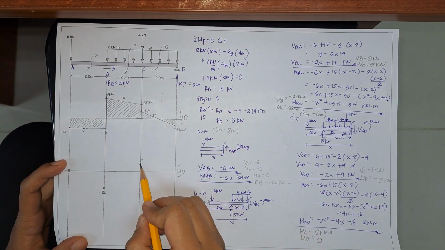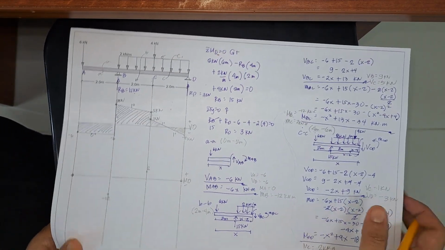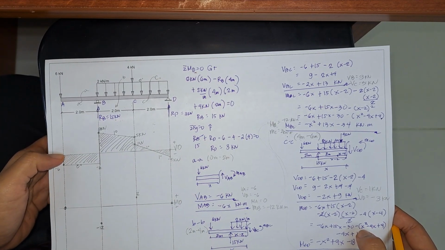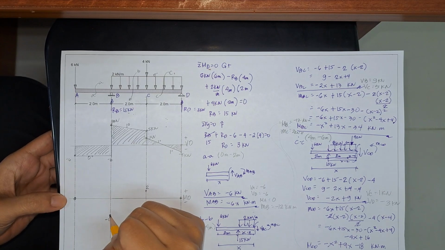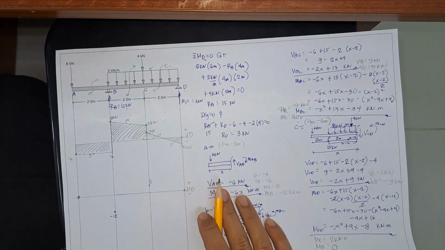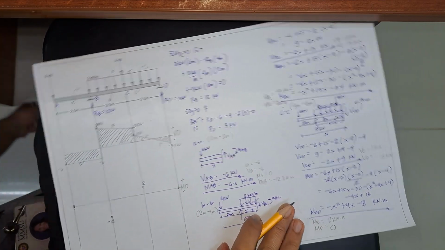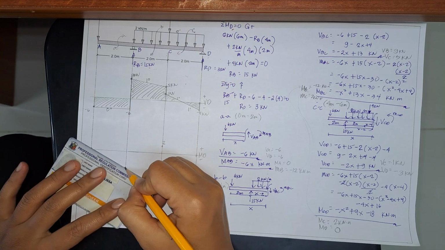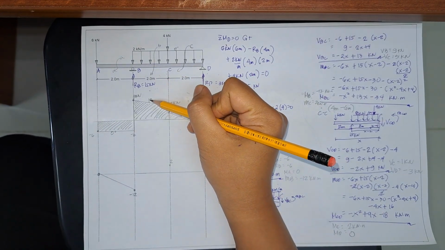Okay? So, we have here plot muna natin. Moment at 0 and then moment at point D, we have here 0. So, yung ating, ang tawag dito, shear diagram is a 0-degree curve. So, malamang, ang moment diagram natin dito is a 1-degree curve. Okay? So, connect the dots. Okay, now, this is a 1-degree curve.